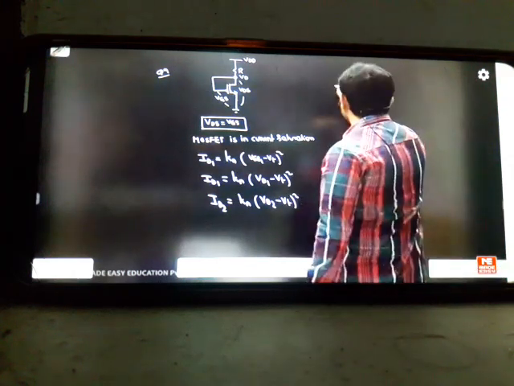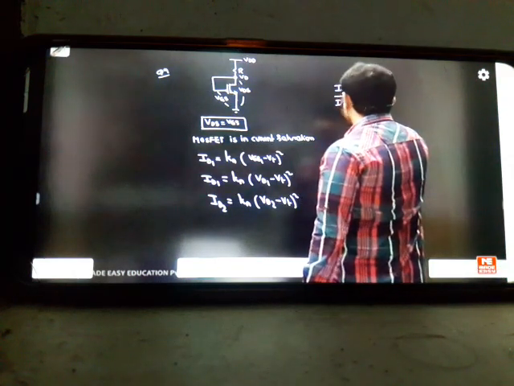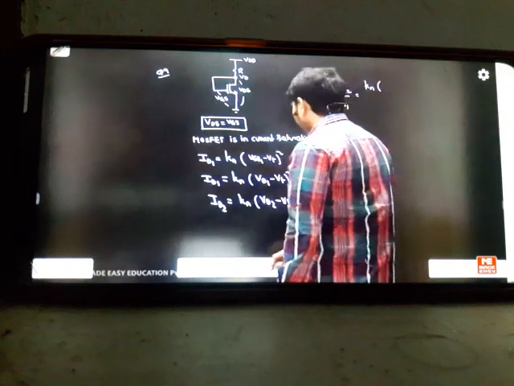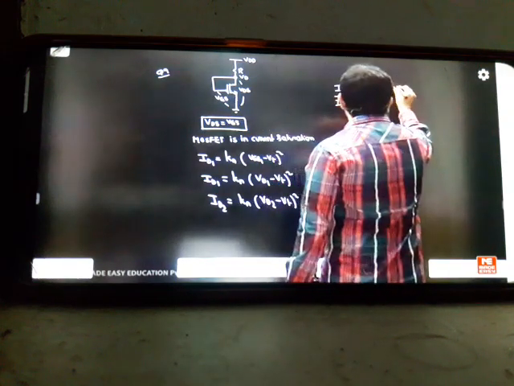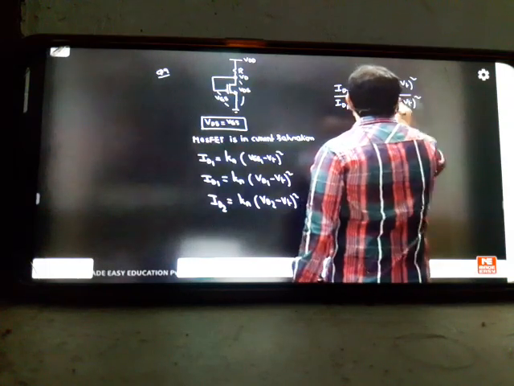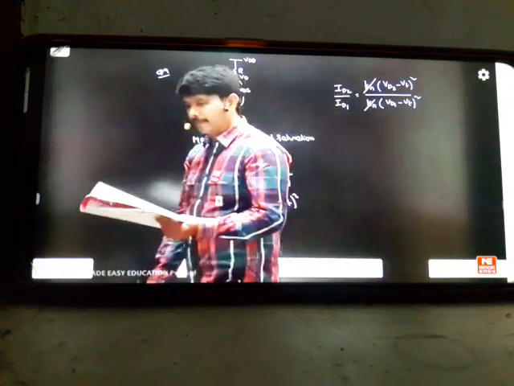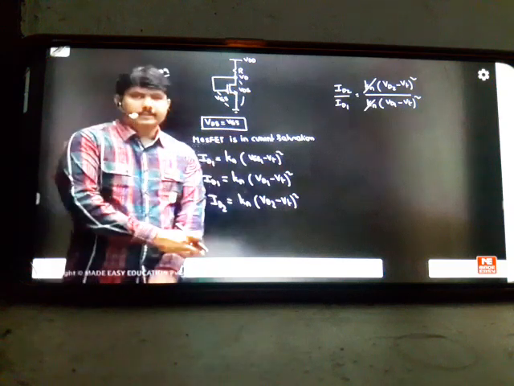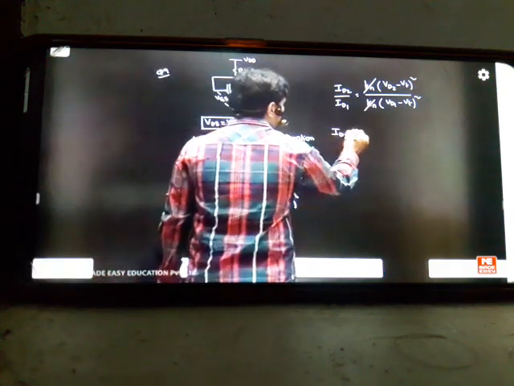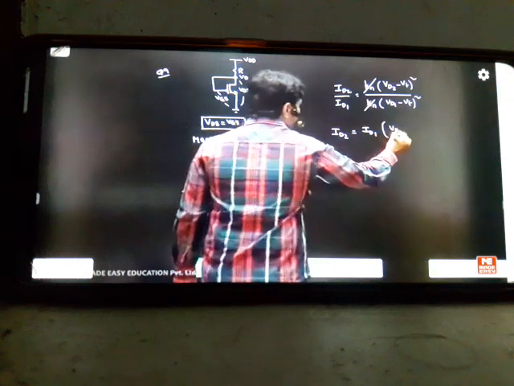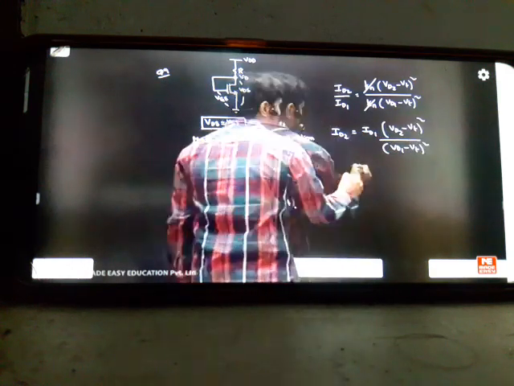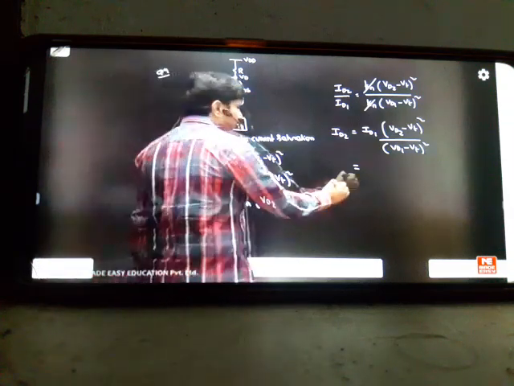So if you take ID2 by ID1, it becomes Kn into VD2 minus VT whole square divided by Kn into VD1 minus VT whole square. Kn will be cancelled because both have the same Kn. It's not mentioning Kn, which means Kn are identical. So the only thing is, ID2 will be equal to ID1 into VD2 minus VT whole square divided by VD1 minus VT whole square. You will substitute these values. ID1 is given as 0.5 milliamperes.